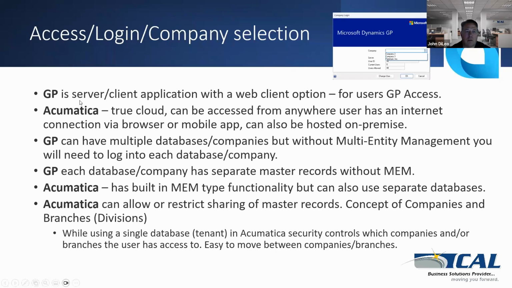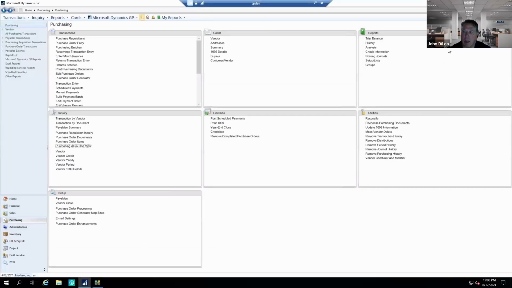So GP is a server client application, and I said it's been around for a long time now. They do have a web client option, but most people are not using that. They're using the standard product over here, right? You log in once you get connected. GP could be deployed, but you can't run it in a browser without the web client. The web client is not a true cloud-based solution.